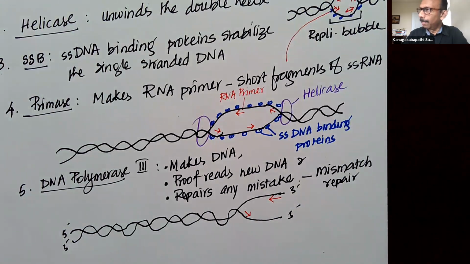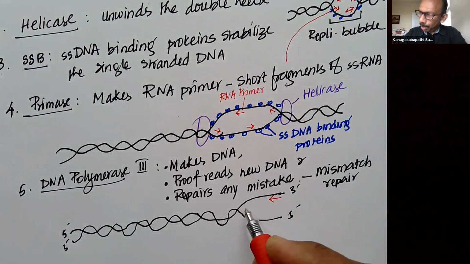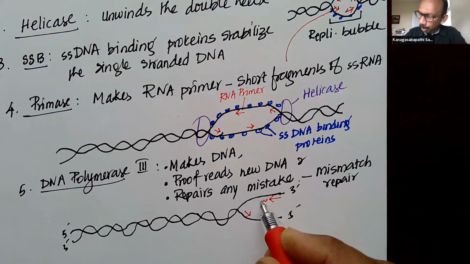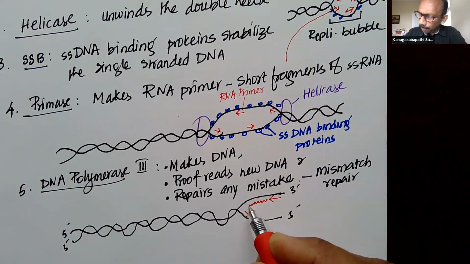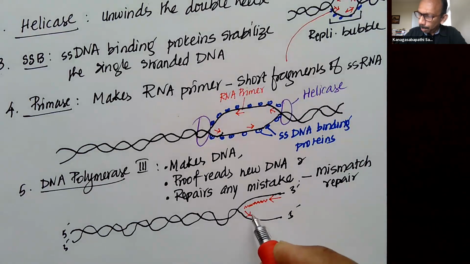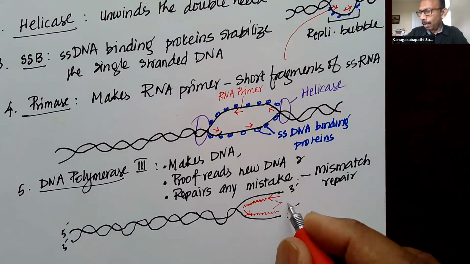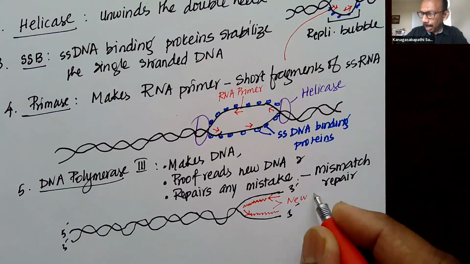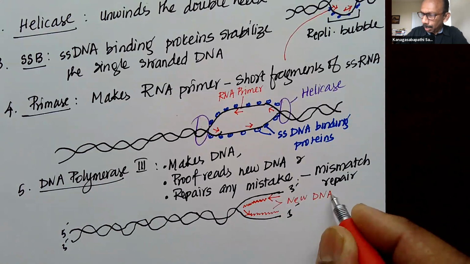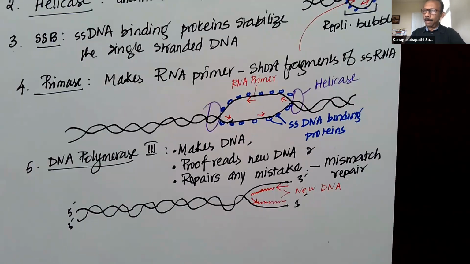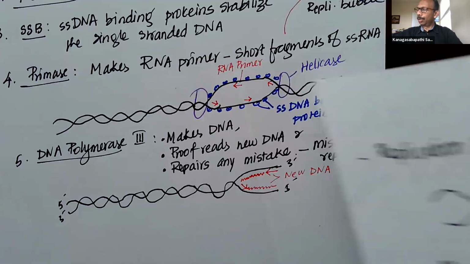so let me use a different color. We'll stick with this red, but I'm going to do a wiggly line so that you understand the new DNA being made. The arrow is the RNA primer, and the wiggly line is the new DNA. So that's the new DNA. This is semi-conservative mode. It's a new DNA. Okay. Every time you need an RNA primer to start.